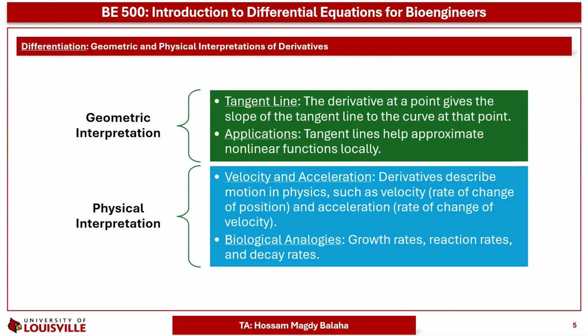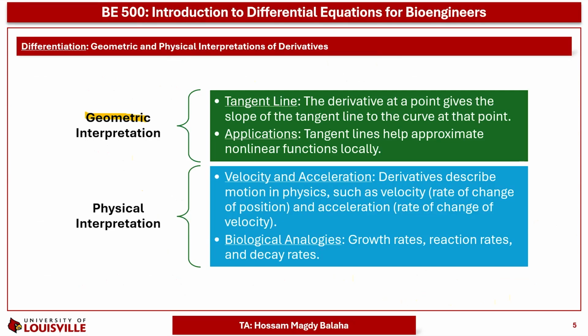Now let's understand the geometric and physical interpretation behind derivatives. The geometric interpretation of derivatives is crucial for visualizing how functions behave. When you calculate the derivative of a function at a specific point, you are essentially finding the slope of the tangent line to the curve at that point. The tangent line provides a linear approximation of a function near the point, making it easier to analyze complex behaviors.